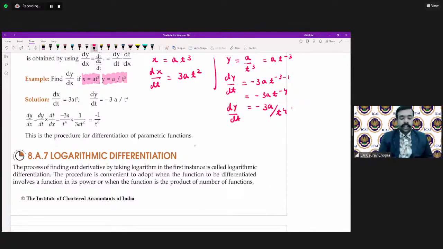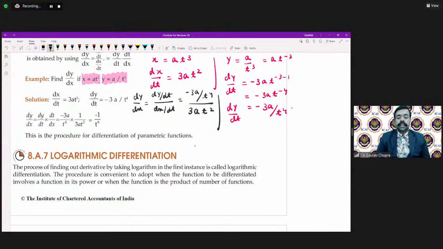But finally what do we require? Our requirement is dy by dx. For this, what are we doing? We are writing in the numerator dy by dt, whole divided by dx by dt, right? So we are dividing these two, and in such a way we can see that dt got cancelled and we will get our final result. So what are we getting? Minus 3a divided by t to the power 4 in the numerator, and in the denominator we are getting 3a t square.